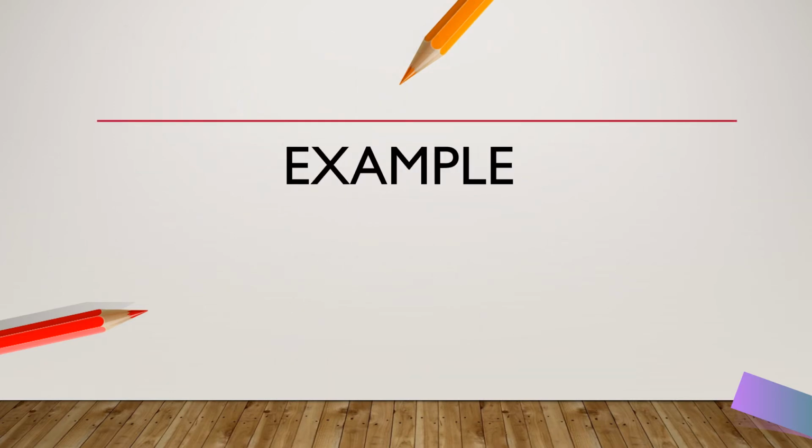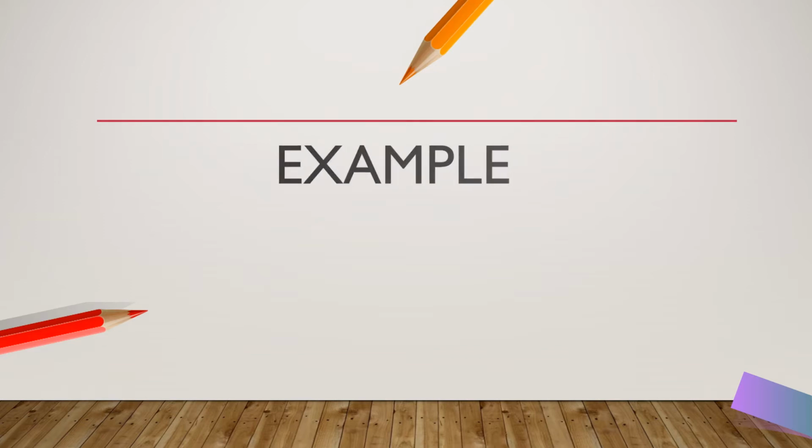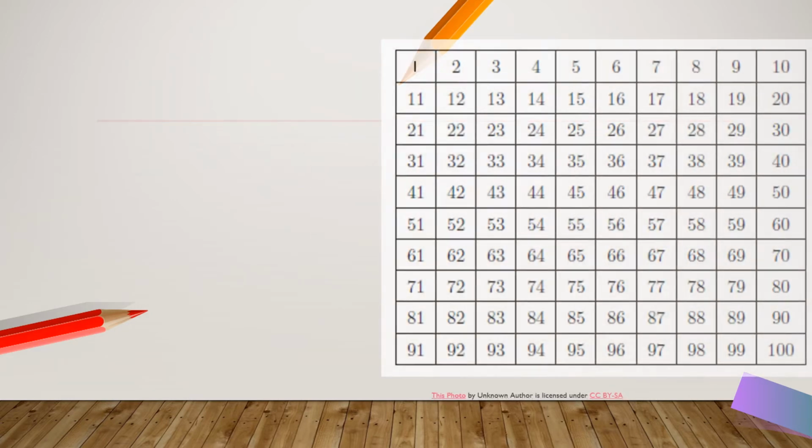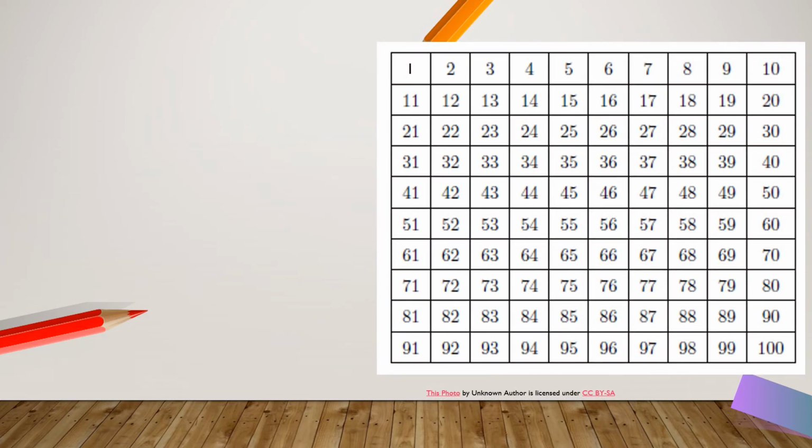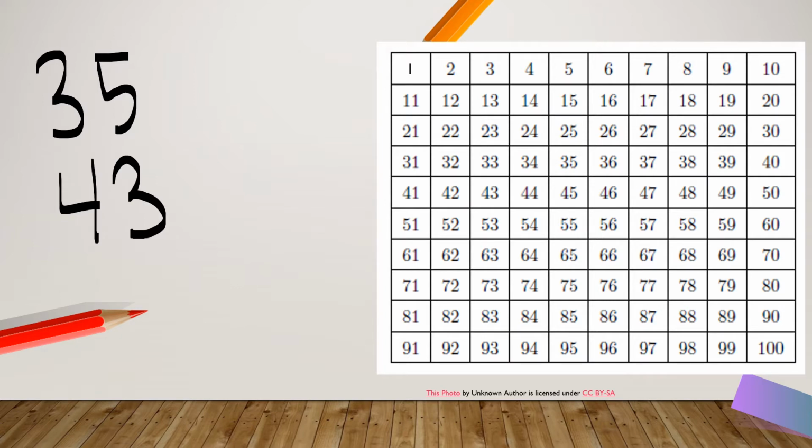Now that we went over the comparing signs, we're going to go over the examples. So let's get started. The numbers that we're going to be comparing today are 35 and 43. In order to look at the numbers, we're going to go to a number chart and locate both numbers. So let's look at the first one, 35.